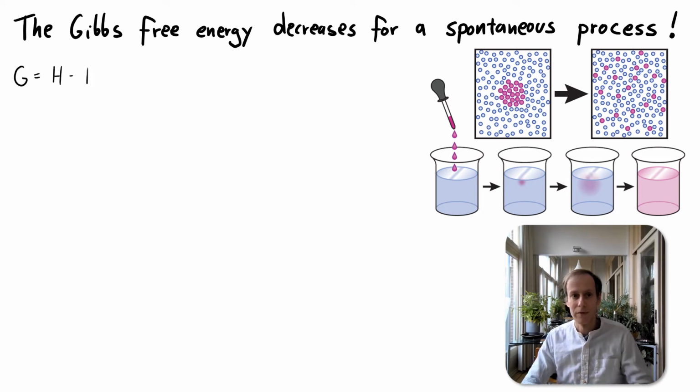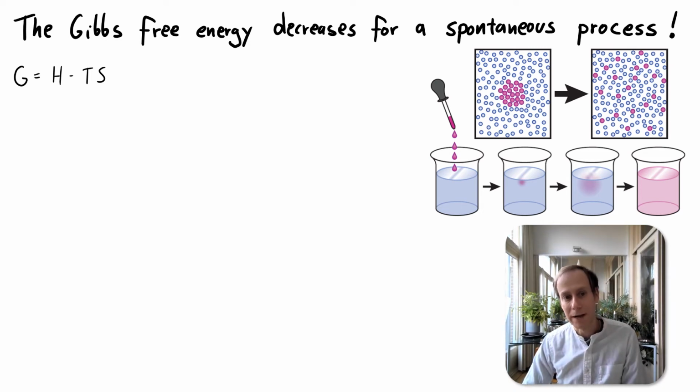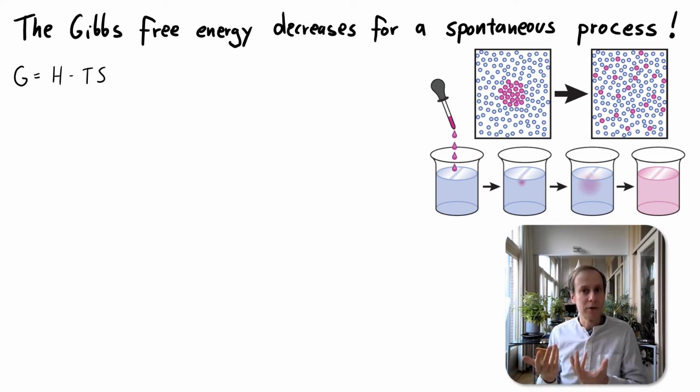So the definition of the Gibbs free energy, G, is the enthalpy H minus the temperature times the entropy. So the Gibbs free energy is an extensive property of the system. That means it depends on the amount of molecules which are in the system. It depends on the mass of the system. Why is that? Just because the enthalpy as well as the entropy themselves are extensive properties. So the Gibbs free energy is made of two extensive variables and therefore is itself an extensive property.